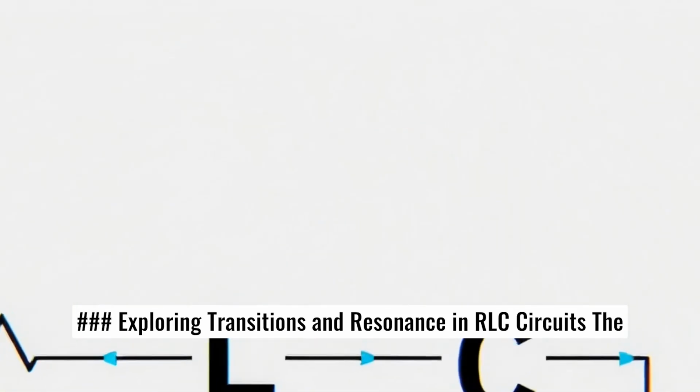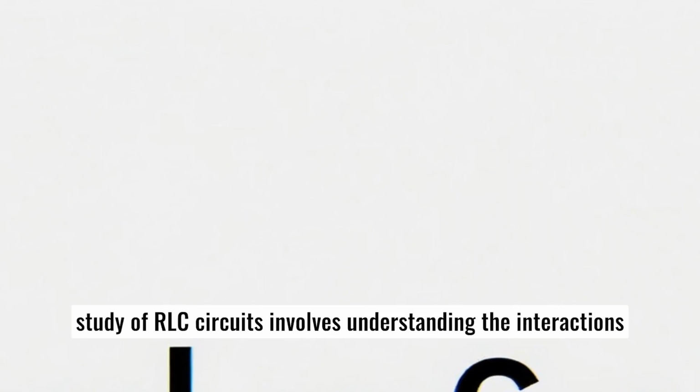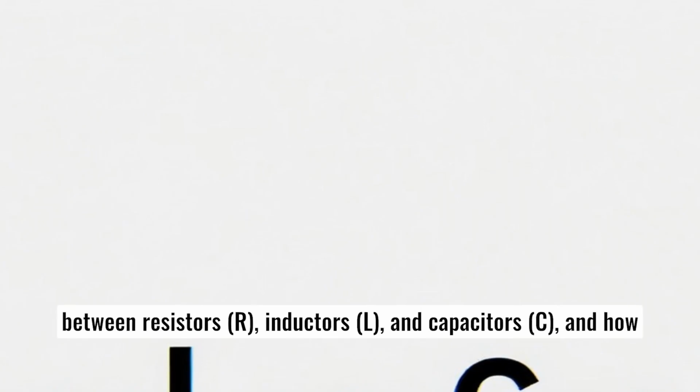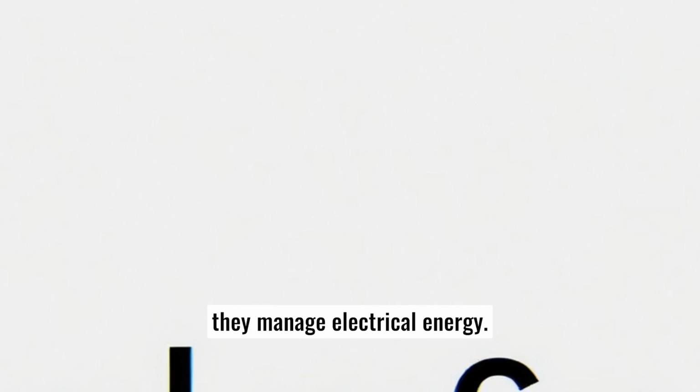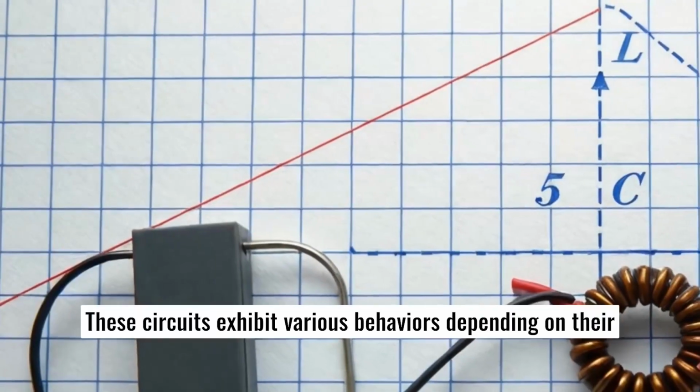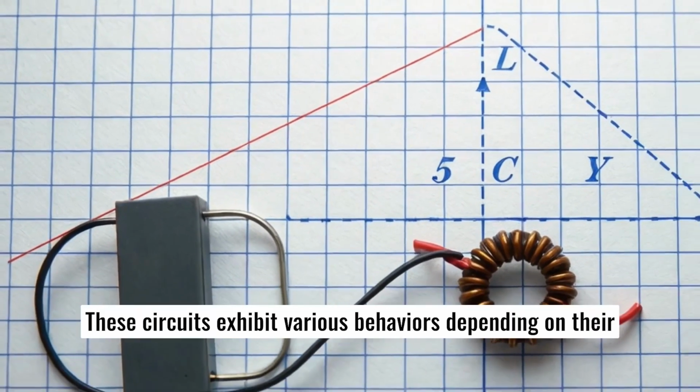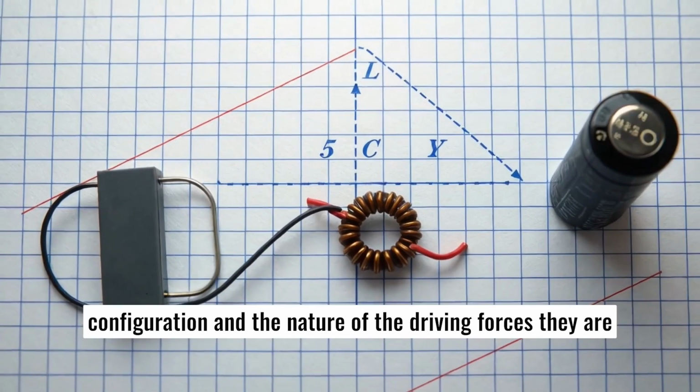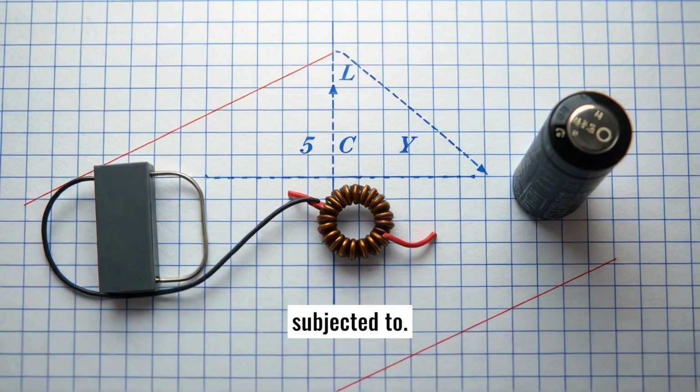Exploring transitions and resonance in RLC circuits. The study of RLC circuits involves understanding the interactions between resistors, R, inductors, L, and capacitors, C, and how they manage electrical energy. These circuits exhibit various behaviors depending on their configuration and the nature of the driving forces they are subjected to.